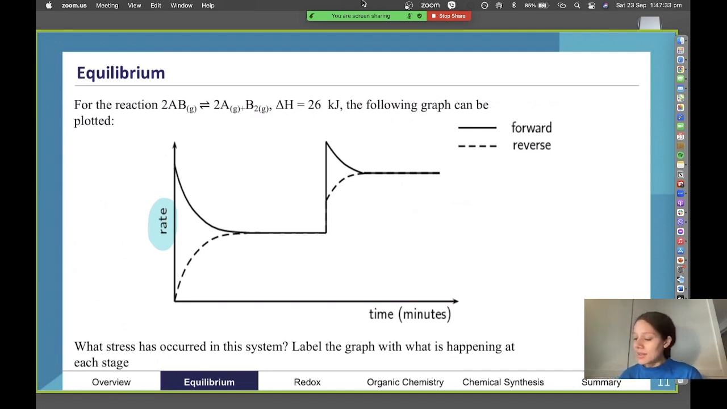But yeah, have a go at this one, trying to consider what our stress is.